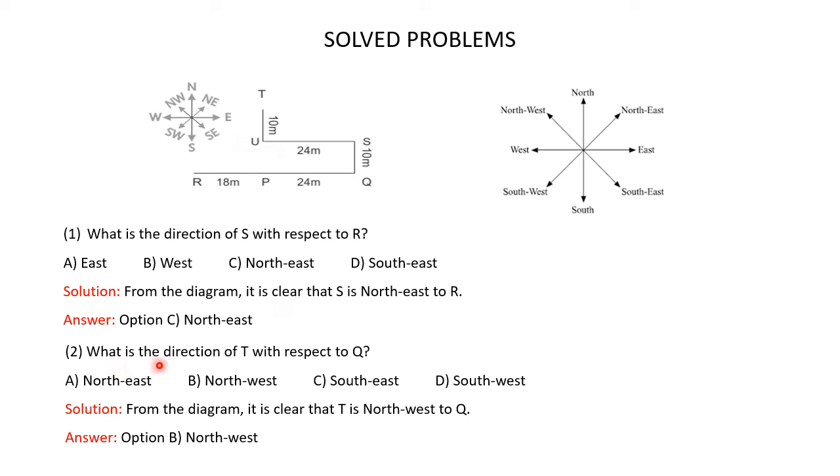What is the direction of T with respect to Q? You are given four options here and you have to find out which of these options is the correct one. So here you are asked to find the direction of T with respect to Q. So you have T here and Q here. Now from this diagram it's clear that T is in the northwest direction with respect to Q. So the correct answer is option B, northwest.